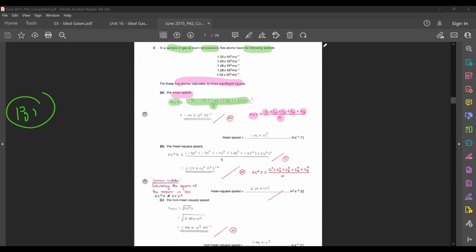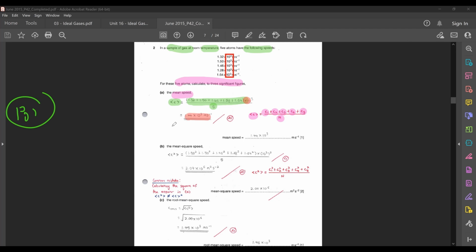Okay. And I know that I have some 10 power 3 here. I can actually just factorize them out first when I add up those speeds. Okay. So eventually your mean speed is just going to be 1.44 times 10 power 3.